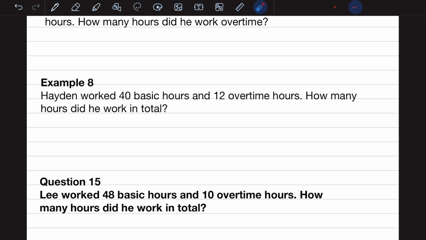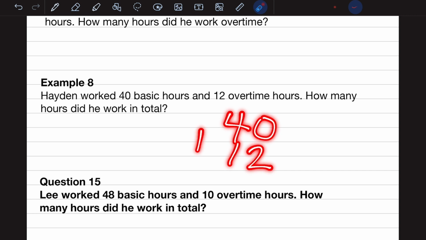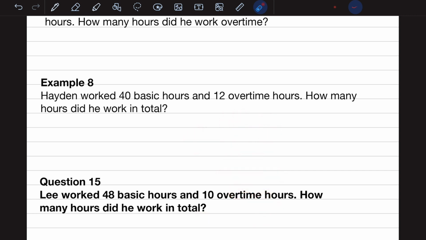Example 8. Hayden worked 40 basic hours and 12 overtime hours. How many hours did he work in total? So your total hours is your basic plus your overtime. So that's, of course, 40 plus 12, 52 hours. Right, so question 15 should be easy. All right, let's correct.